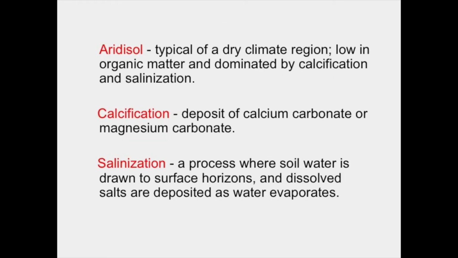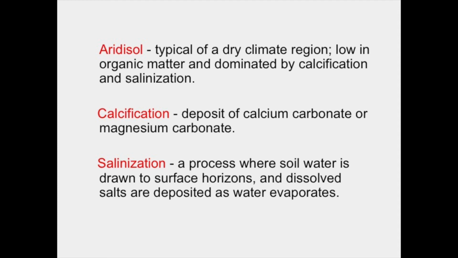Some additional definitions for you to consider with regard to at least the soils and their chemical nature. Aridisols, again, are typically found in dry climatic regions. They will have a very low expression of organic matter in many of their soil horizons, really all of their soil horizons. And we will see that they are dominated by a few chemical processes, in this case calcification and salinization. Calcification connects to the concept of an annual deposit rate of calcium carbonate and magnesium carbonate in local soils, and this is especially the case in the soil solum of these aridisol environments.